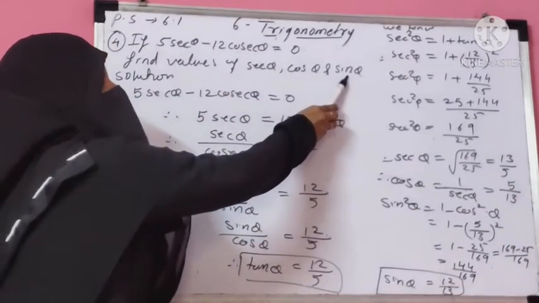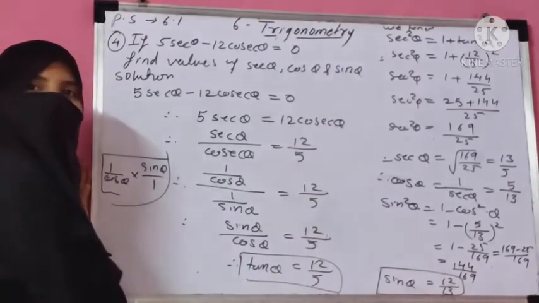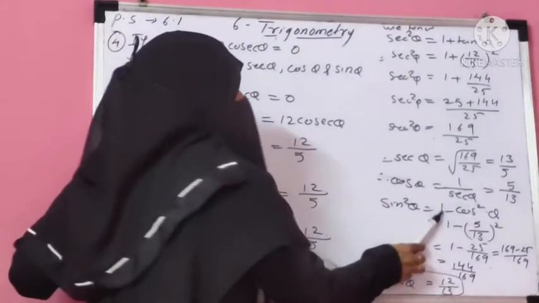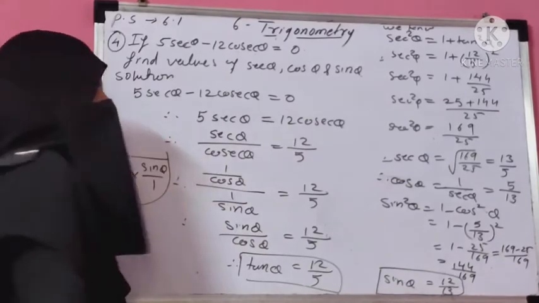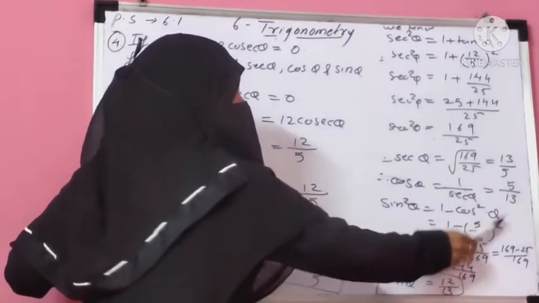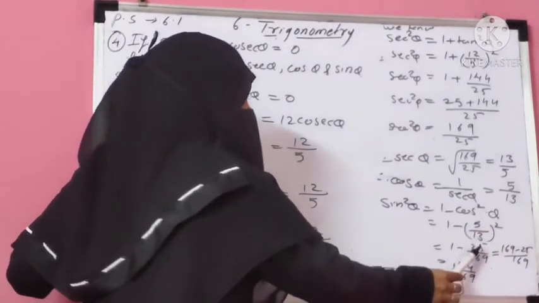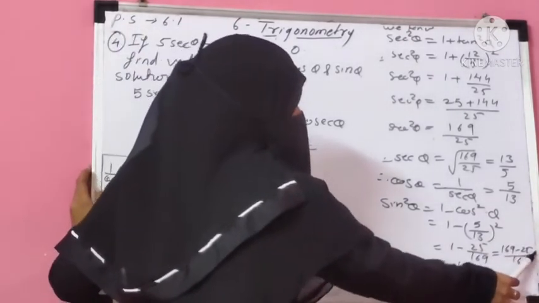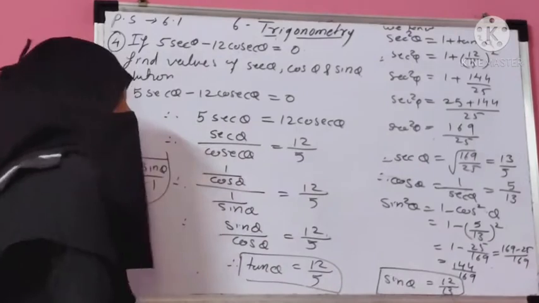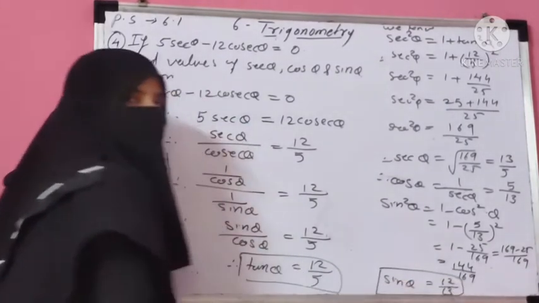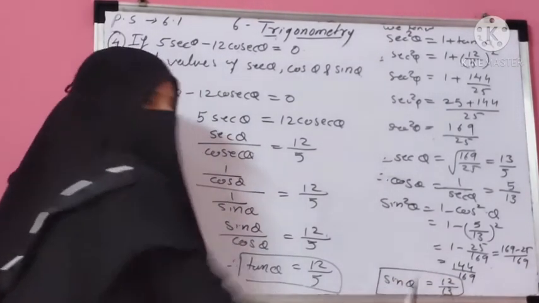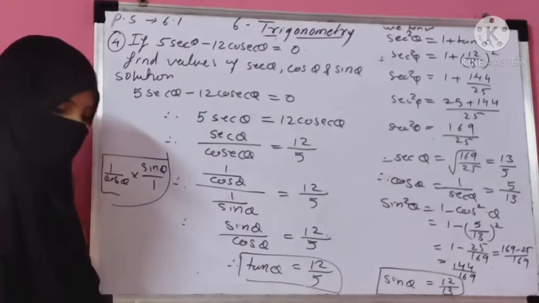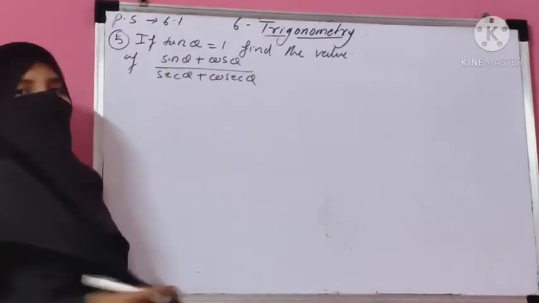Next, you have to find sin theta. The formula of sin theta is related with cos. Sin square theta is equal to 1 minus cos square theta. So 1 minus (5 upon 13) square, that means 25 upon 169. By cross multiply, you get 169 minus 25 divided by 169. That is 144 upon 169. So sin theta is 12 upon 13. Got it?